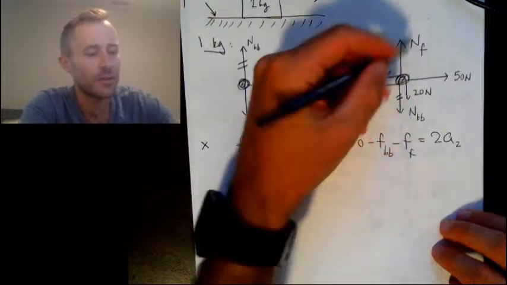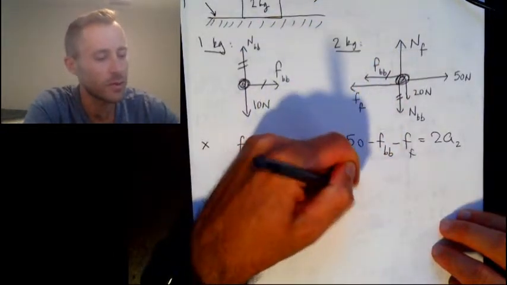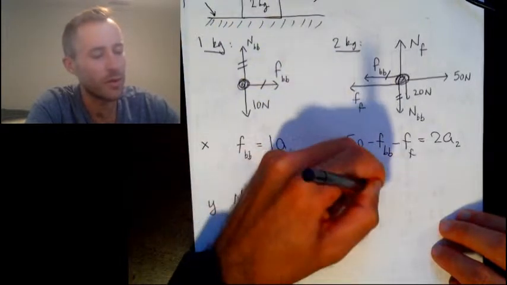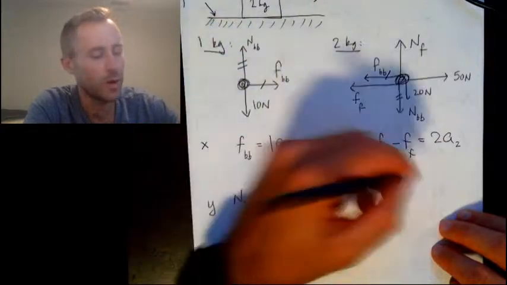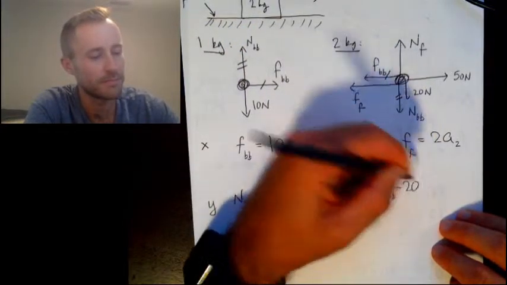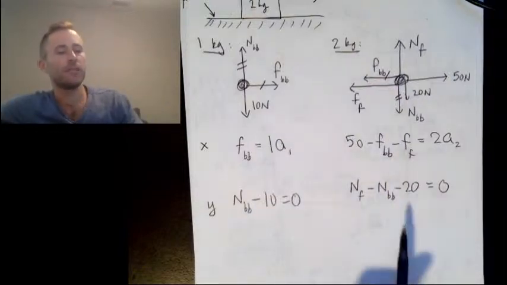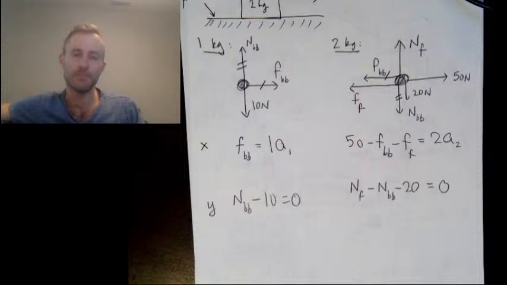In the y direction, we have 3 forces involved. We have the normal force from the floor going up. We have the normal force between the blocks pushing down. And we have the 20 Newton weight force pulling down. And those have to equal 0 because that block, the 2 kilogram block, is not moving up or down.